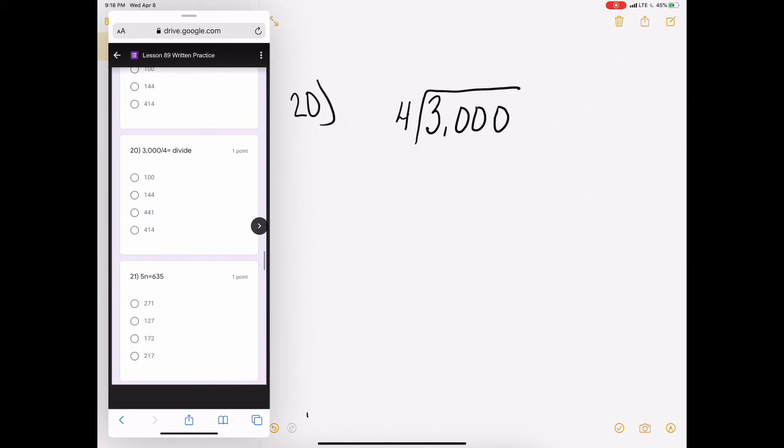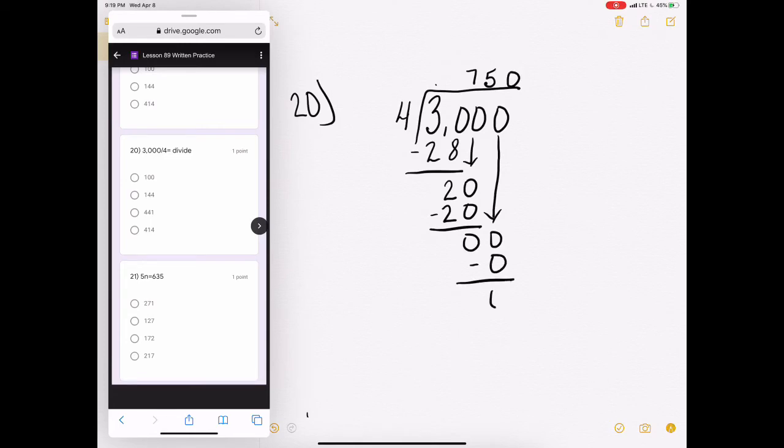20. 3,000 divided by 4. 3 will not go into 4, so we'll move on to 30. 7 times 4 is 28. Subtract, 2 left. Bring down your 0. I know that 4 times 5 is exactly 20. So now I have no remainder. So am I done? No, I still have 1 0 to bring down and 1 question to answer. How many 4s are in 0? 0. 0 times 4 is 0, and now there is no remainder.